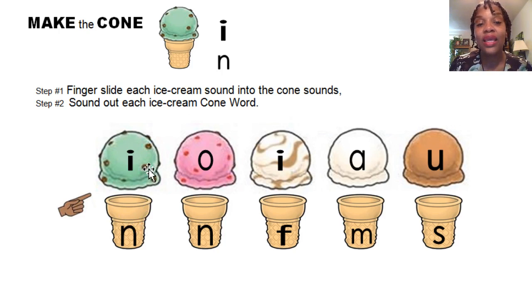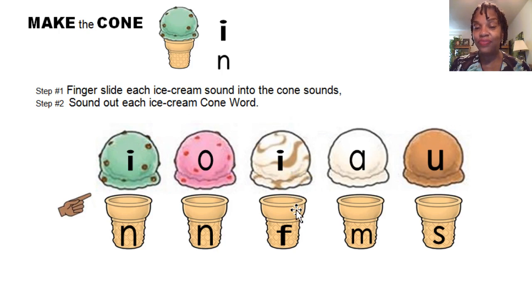Ready? In. So we slid the I ice cream sound into the cookie sound. In. Good job. All right. Let's slide this ice cream sound into this cookie sound. Ready? Go. On. Good job. See how this ice cream sound is on this cookie sound? Wonderful. All right. Let's slide this ice cream sound into this cookie sound. Ready? Go.